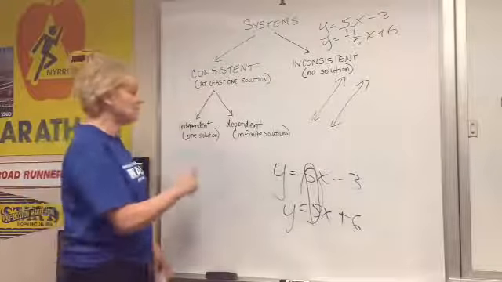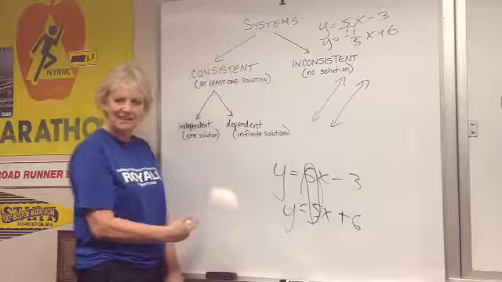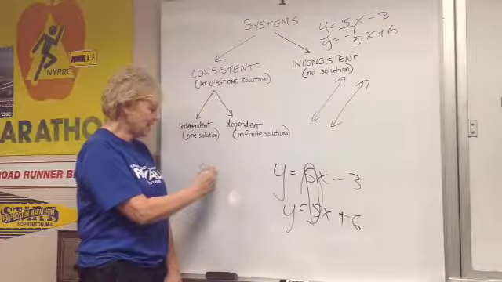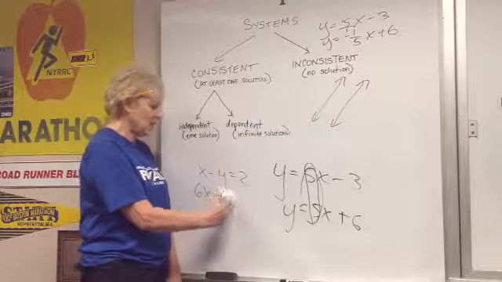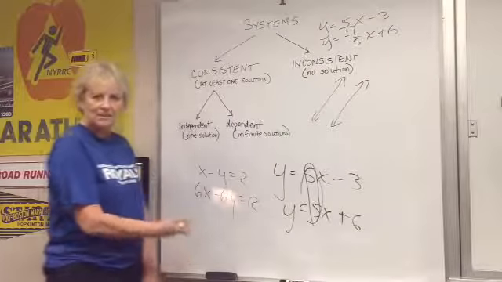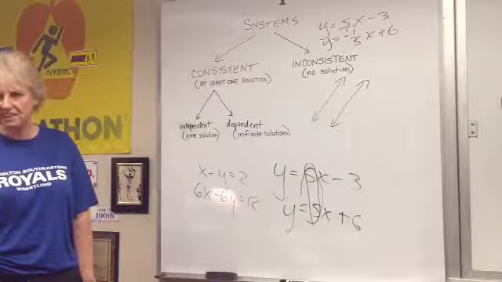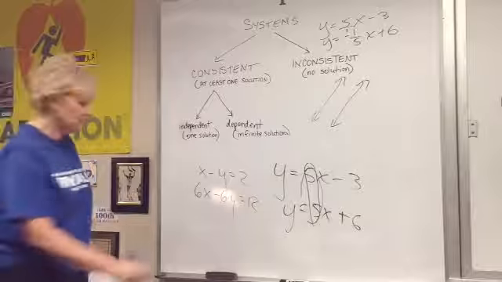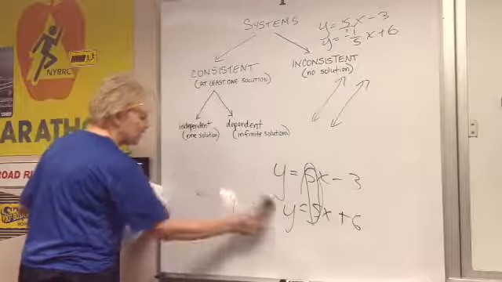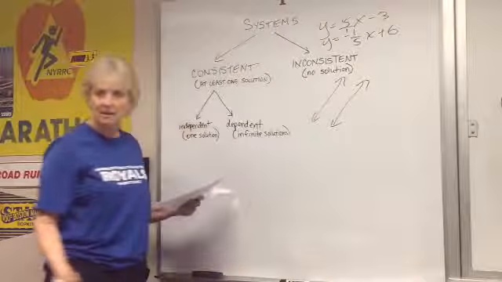Now, you might be able to tell if something is infinite solutions just by looking at it. Like, look, x minus y equals 2, 6x minus 6y equals 12. You might not have to solve for y to see. All she did was multiply everything by 6. Infinite solutions, because it's the same line. I'm not going to require you to solve for y on that one if you can tell that it's the same line.